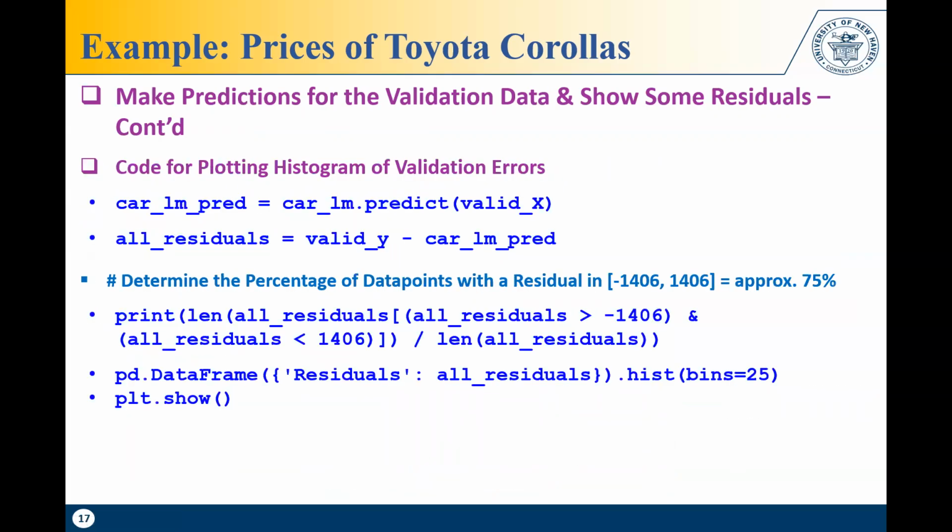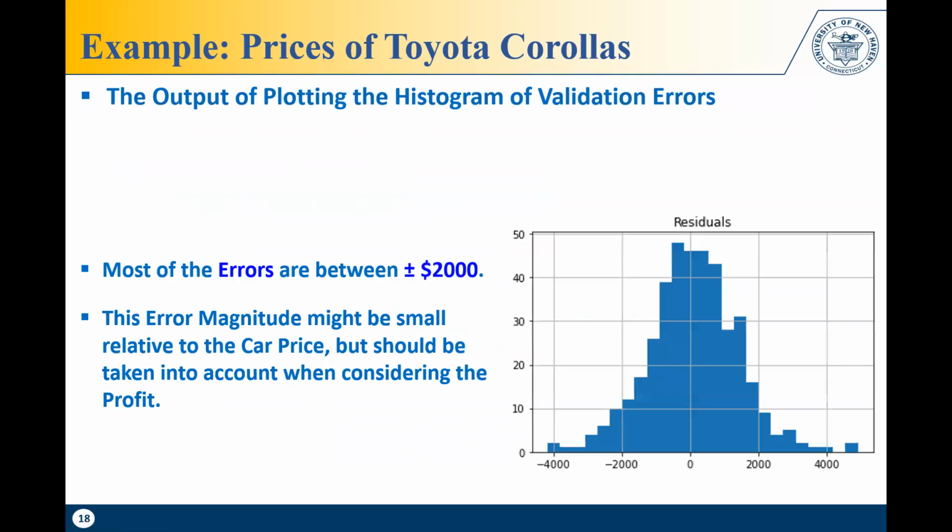Now we want to plot the histogram of validation error to see the magnitude of the error. And here's the code, the histogram. As you can see in the output, most of the errors are between minus and plus 2000. Note that this error magnitude might be small as compared to the car price, but it should be taken into account when we are considering the profit. That's a really important point.